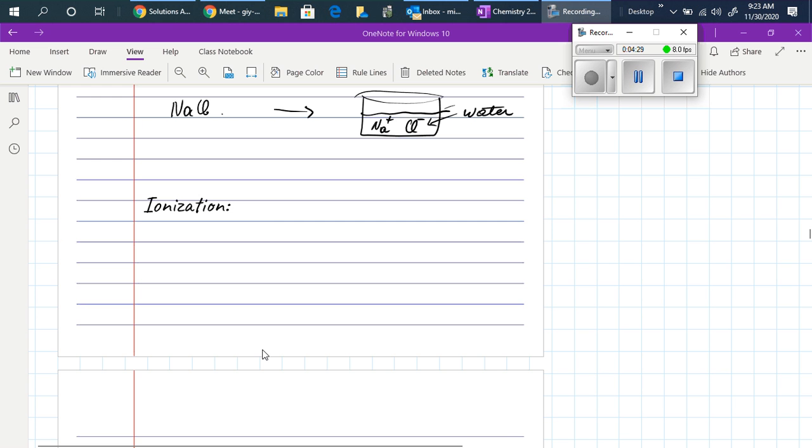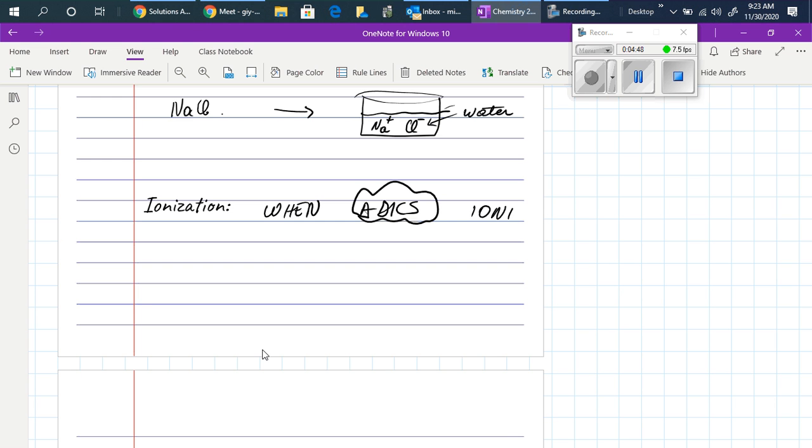Ionization is very similar to this, but it is when acids are ionized in water. What is formed in this case is an H+ and whatever part of the acid is forming that acid.